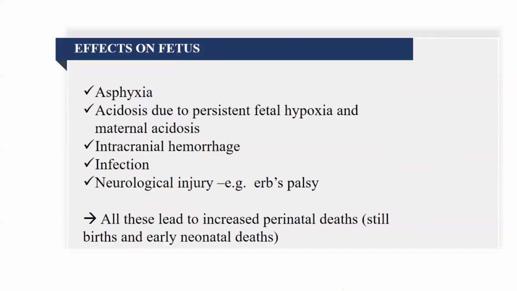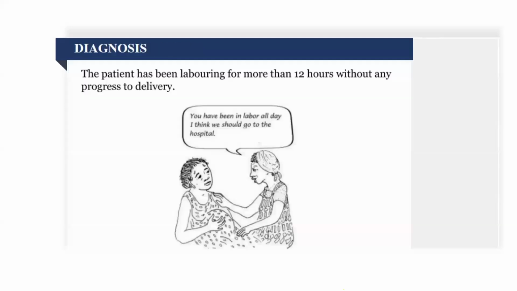So what effect does it have on the fetus? We have fetal asphyxia, acidosis due to persistent fetal hypoxia and maternal acidosis, intracranial hemorrhage, neonatal sepsis, and neurological injuries, that's brachial plexus injury, Bell's palsy, Erb's palsy and Klumpke's palsy. All these lead to increased perinatal deaths, stillbirths, and then early neonatal deaths.